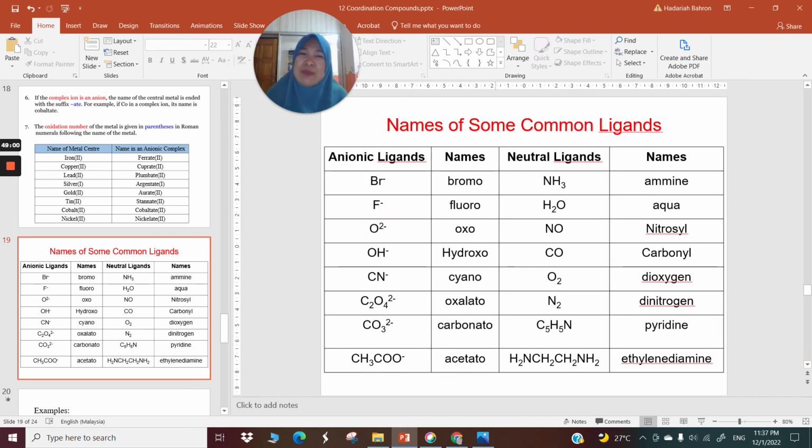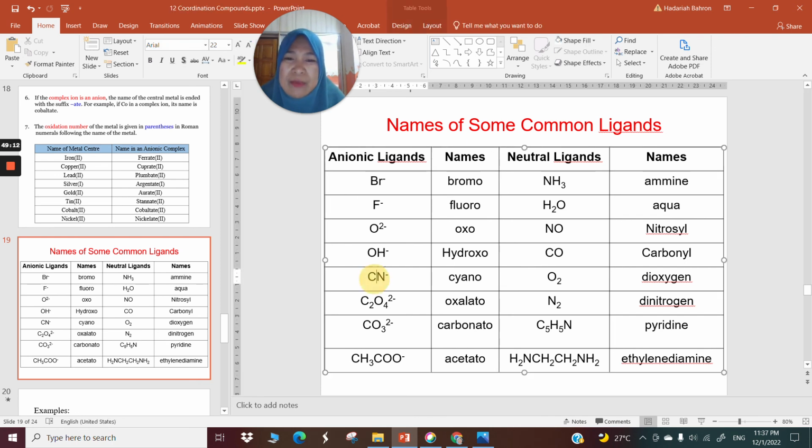So these are the names of a few common ligands. Br minus is bromo, F minus is fluoro, O minus is oxo, OH minus is hydroxo, CN minus is cyano, C2O4 minus is oxalato, CO3 minus is carbonato, and CH3COO minus is acetato. Acetato. So all of these end with O. Why? Because the ligand has a negative charge.